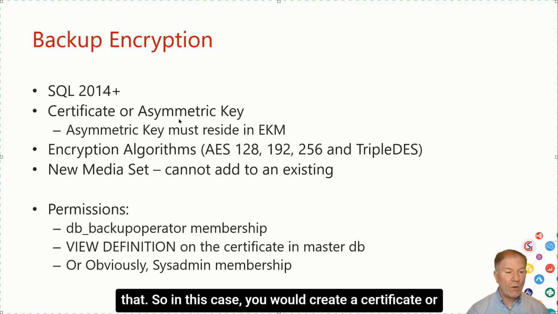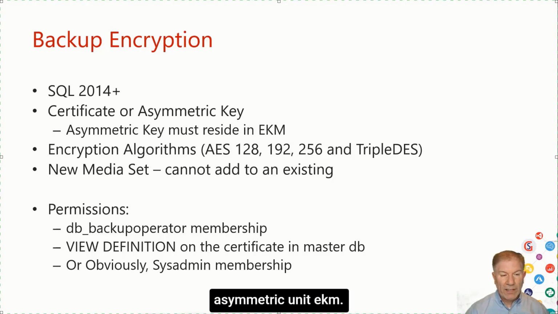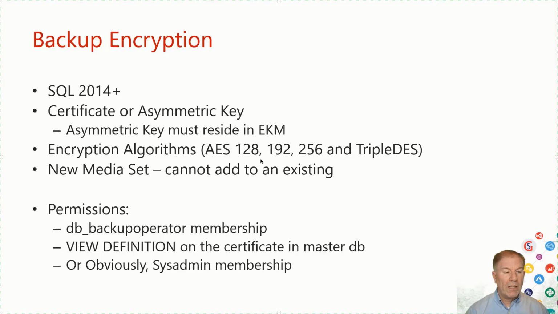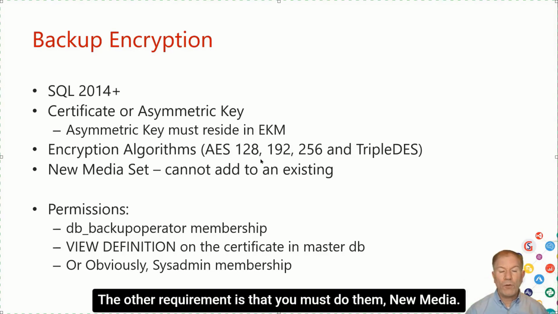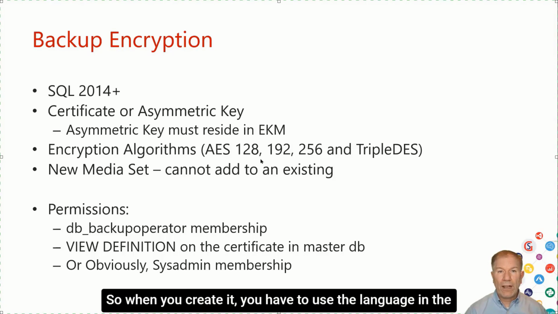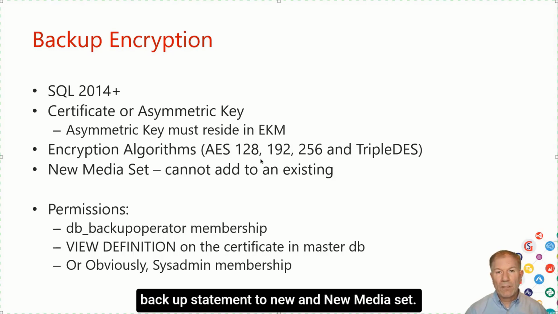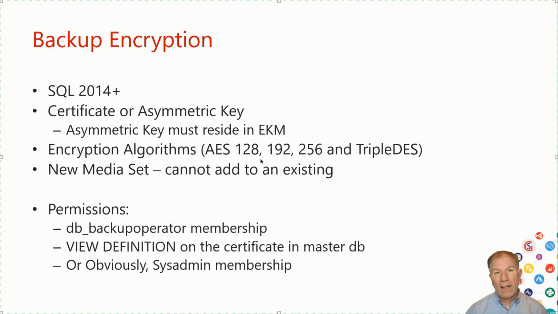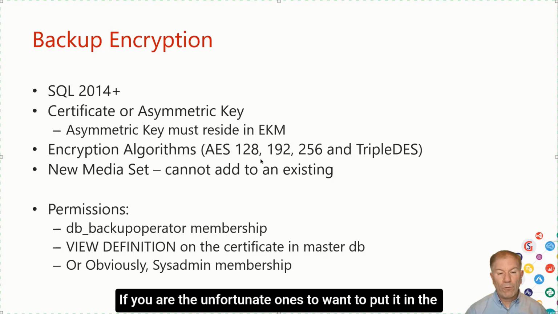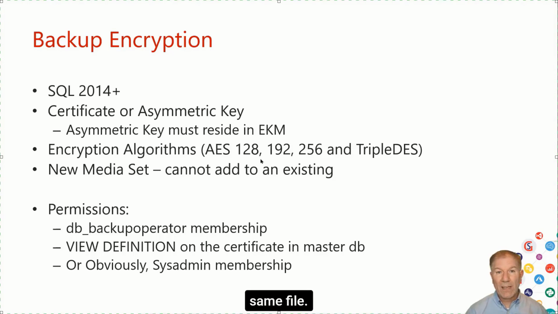So in this case, you would create a certificate or an asymmetric key in an EKM. You can encrypt with AES 128, 192, 256, or triple DES. The other requirement is that you must do a new media set. You cannot add it to an existing one. So when you create it, you have to use the language in the backup statement to do a new media set, and that way it can back up with encryption. If you are the unfortunate ones who want to put it in the same file, you cannot do that.